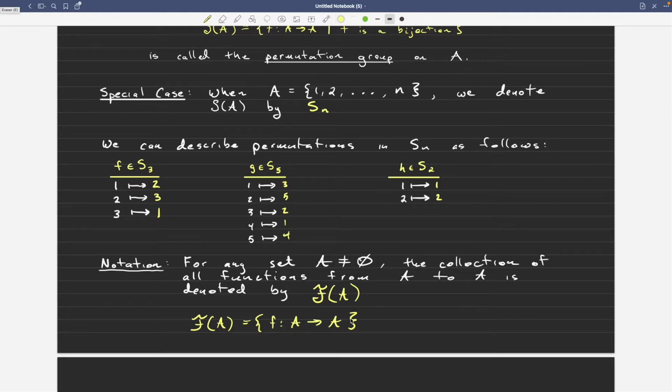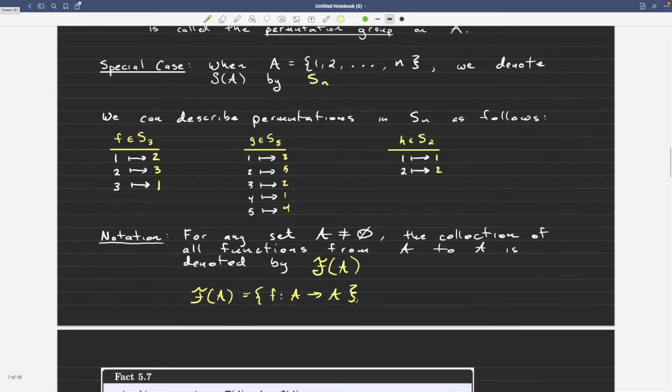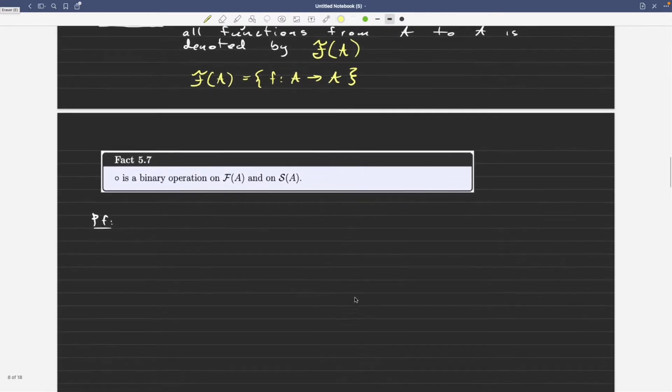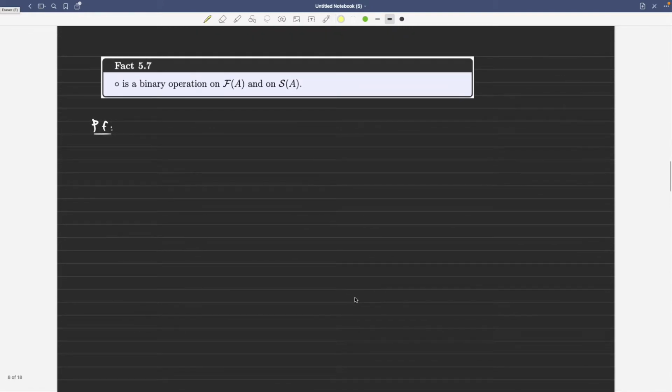It's just a function. So here in Theorem 5.7, we find out that composition of functions is a binary operation on F of A and S of A. And we're going to do the proof for F of A, and then to understand why it's true for S of A, just one additional comment needs to be observed. But let's go through this. Let's prove why composition is a binary operation on the set of all functions from A to A and also on the set of permutations of A.